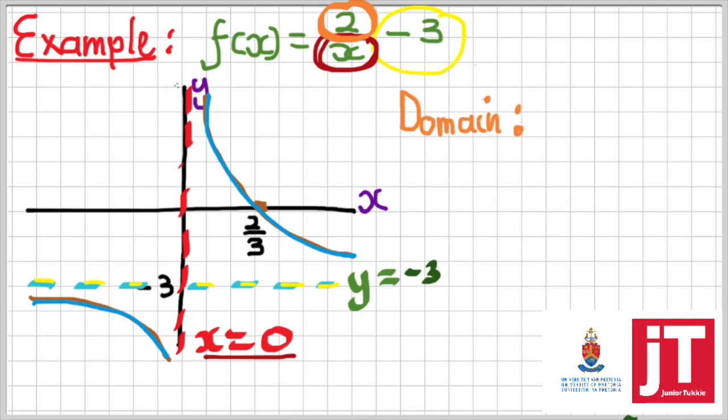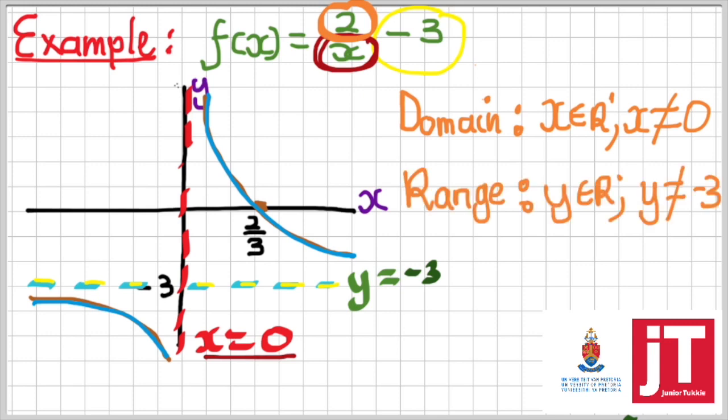Then the domain, which assumes your x values. In this case, it's going to be x an element of R, but x should never be equal to 0. Why should it not be equal to 0? Because at x equals 0, it's an undefined region with respect to that graph. No values can lie on that point, x equals 0.